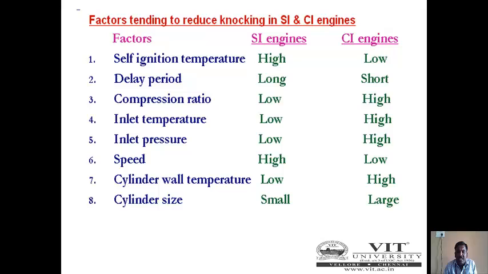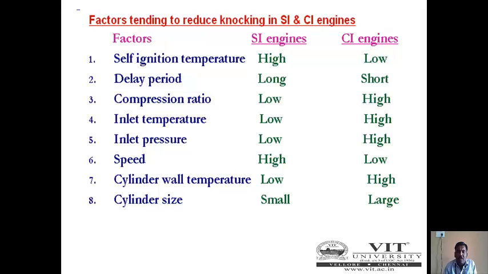The self-ignition temperature should be low for diesel engine, and for petrol engine it must be high. For SI engine there must be a long delay period. For diesel engine the delay period should be very short. The compression ratio of SI engine must be low. For diesel engine the compression ratio can be increased. That's why the thermal efficiency of the diesel engine is higher than that of petrol engine. Then inlet temperature and pressure. The inlet temperature and pressure must be low for petrol engine. For diesel engine they should be high.